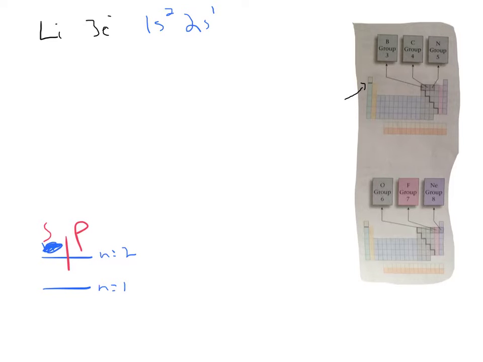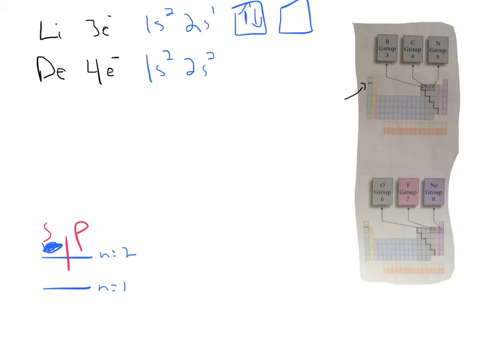Let's do the next one. Beryllium has 4 electrons. So it will be 1s2, 2s2. The orbital diagrams for each of these. There's 1s. And you can write the 1s, or you can write the information below or above the box when you do an orbital diagram. And this is 2s. Here we have a 1s with 2 electrons. And then we have a 2s with 2 electrons.